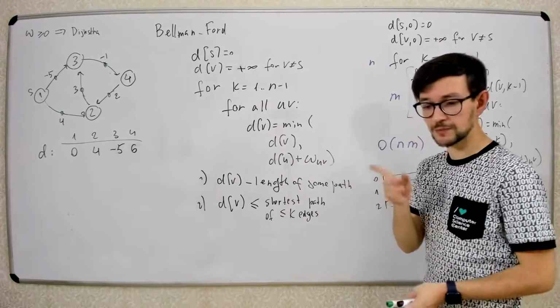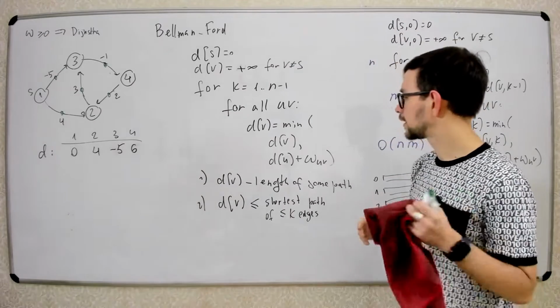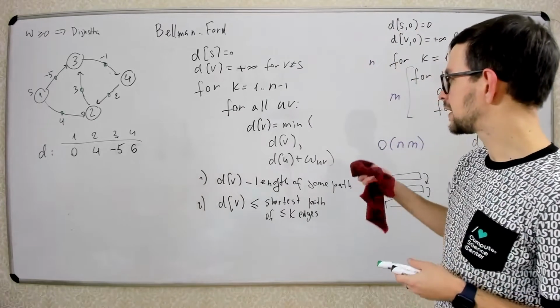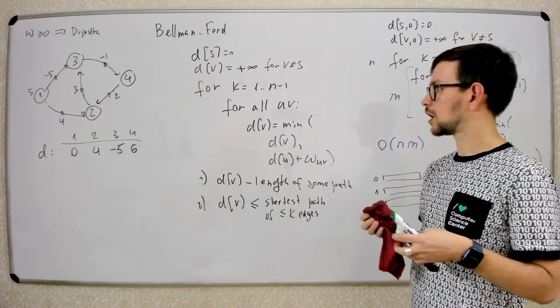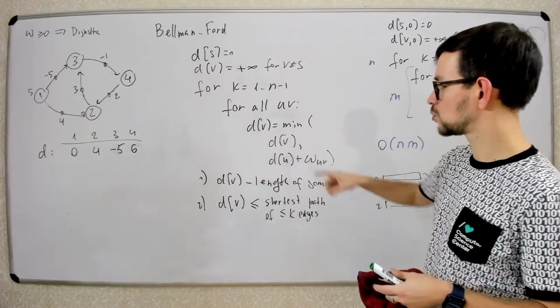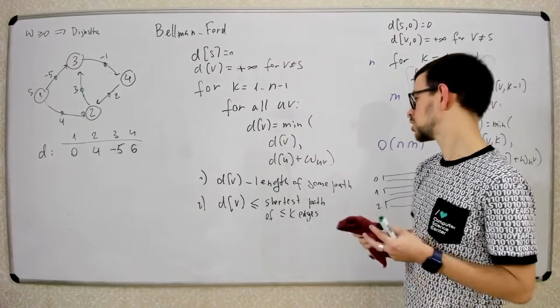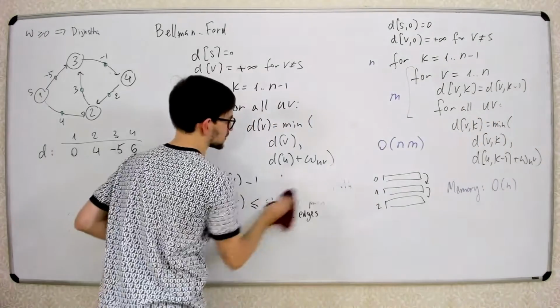So what can we do? We can optimize it a little bit. We can do these operations until we have a situation when no values of d changed. So we can do it like this.